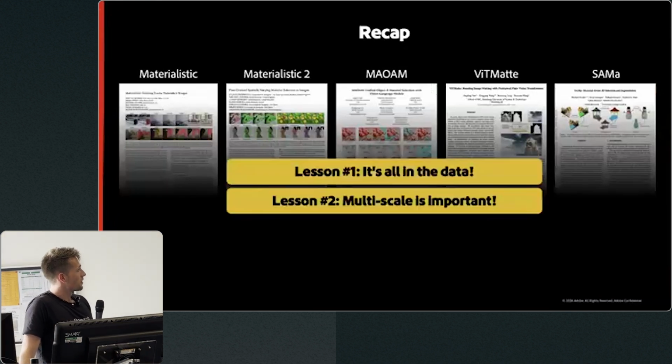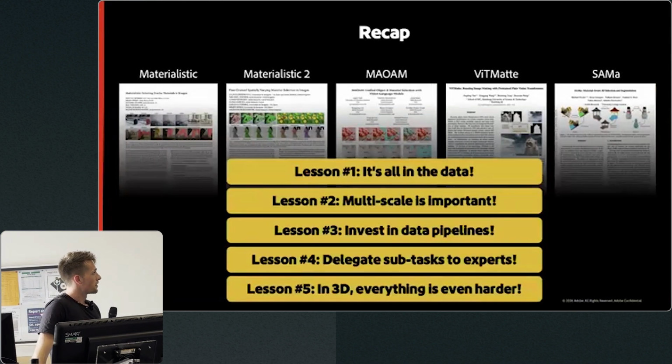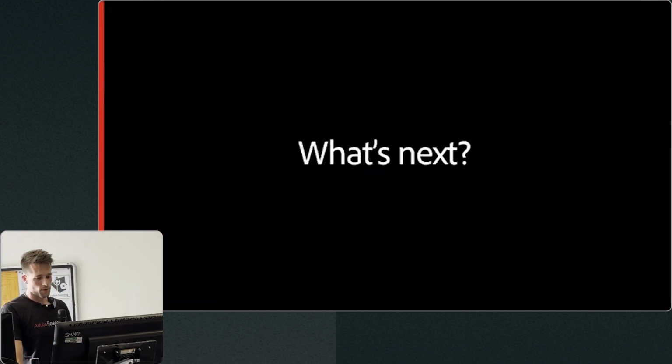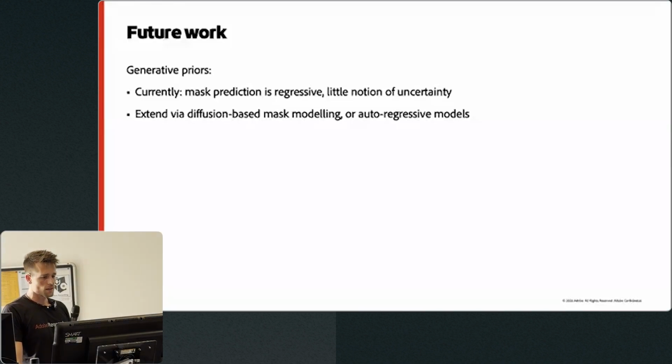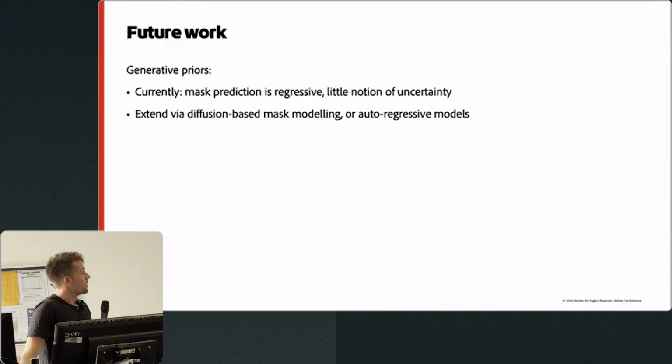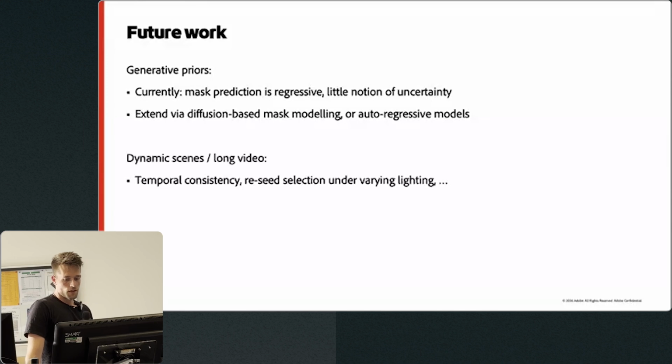We looked at those 5 papers. These are the 5 lessons that we learned. Hopefully some of them are going to be transferable to your fields. And what's next? I don't want to spend too much time here. But all of those models, with the exception of my arm, have been discriminative, right? So it would be cool to have a way of incorporating generative priors to be able to better express this uncertainty in materials that we have.